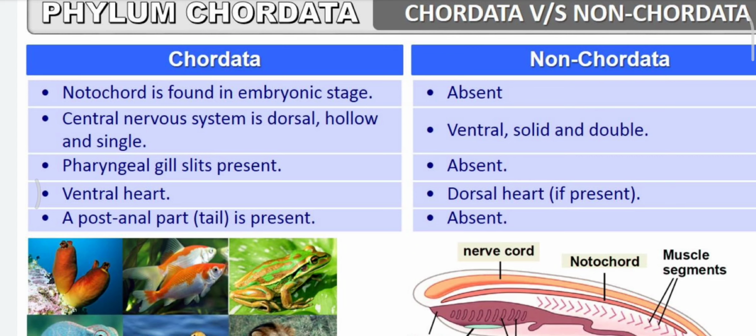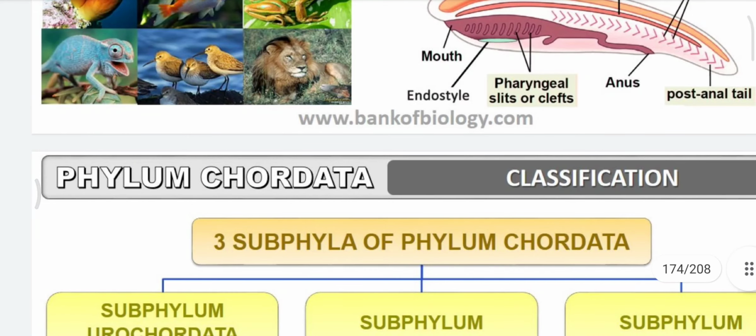The central nervous system is dorsal, hollow, and single, whereas non-chordates have a ventral, solid, and double nerve cord. Pharyngeal gill slits are present in chordates and absent in non-chordates. The heart is ventral in chordates, whereas in non-chordates, if a heart is present, it is on the dorsal side only. A post-anal tail is present in chordates, but in non-chordates the post-anal tail is absent.